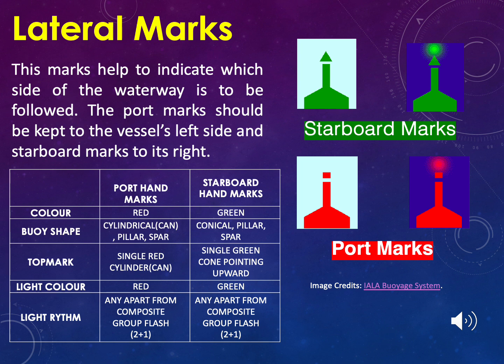Lateral marks. Lateral marks are generally used for well-defined channels. The description of each buoy indicates the port and starboard hand sides of the route to be followed. They are used in conjunction with a conventional direction of buoyage. The conventional direction of buoyage is defined in one of 2 ways. 1. Local direction of buoyage: the direction taken by the navigator when approaching a harbor, river, estuary, or other waterway from seaward.